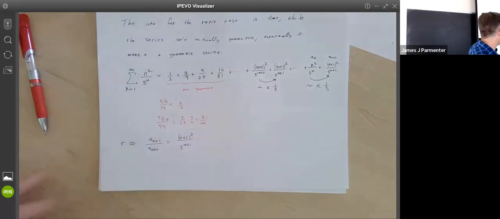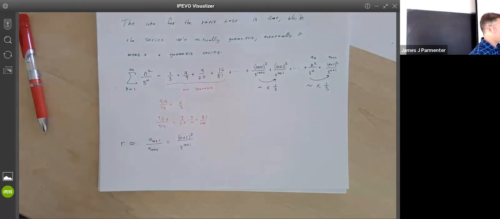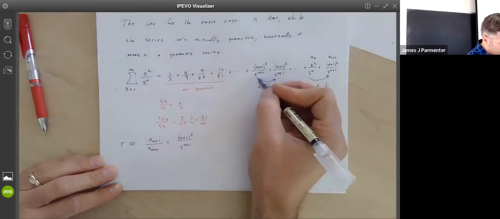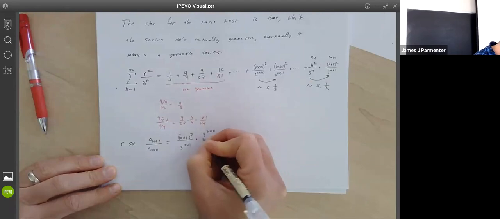So here's something I would encourage you to get used to doing. When you divide a term by the previous term, instead of actually writing out the division, we just want to multiply by the reciprocal. That's what's going to happen all the time when you're doing the ratio test, also when you're doing the limit comparison test. So instead of dividing by 1,000 squared over 3 to the 1,000, let's multiply by 3 to the 1,000 over 1,000 squared.